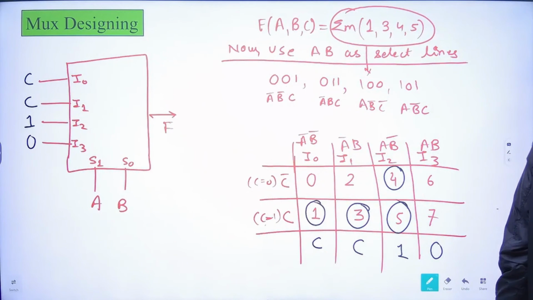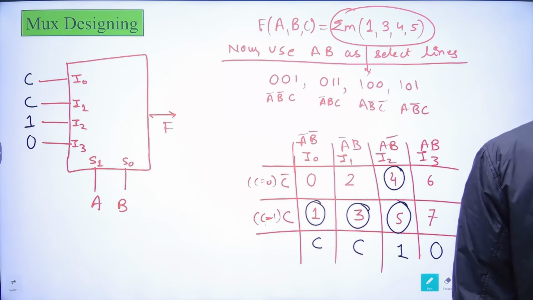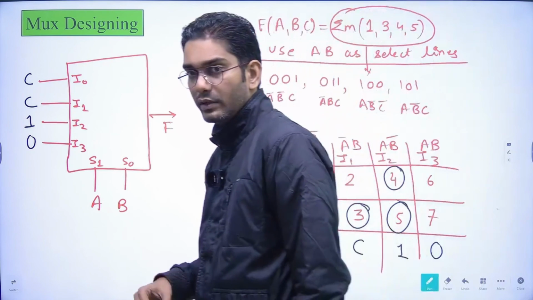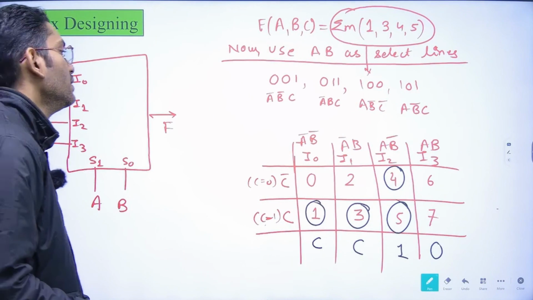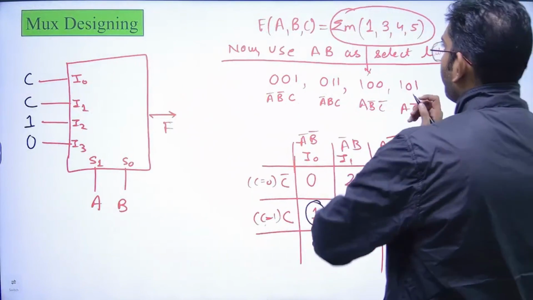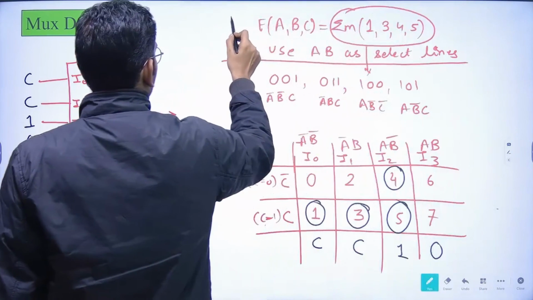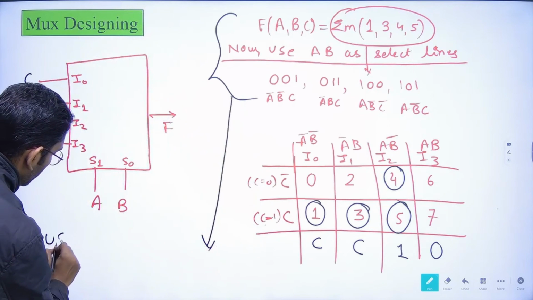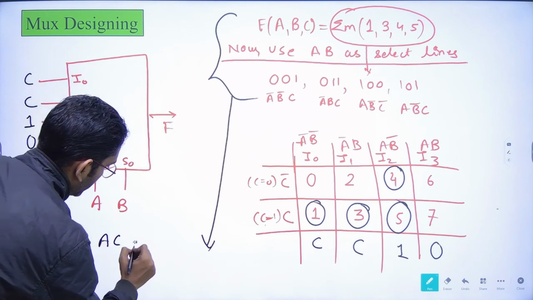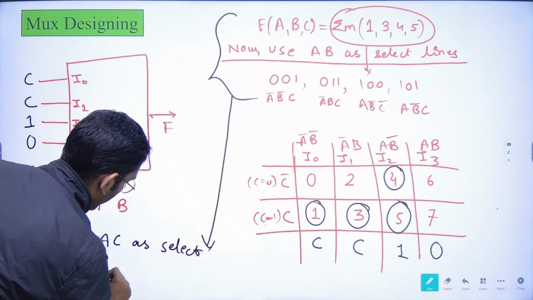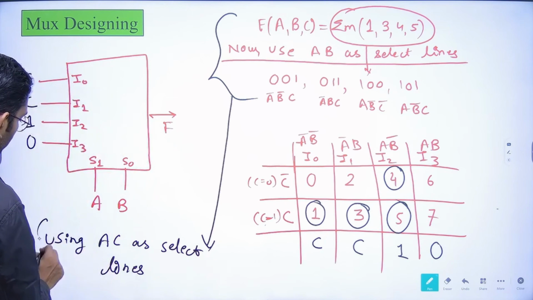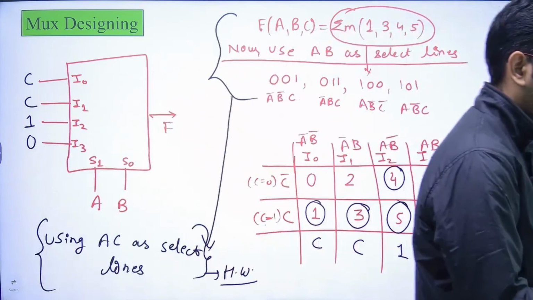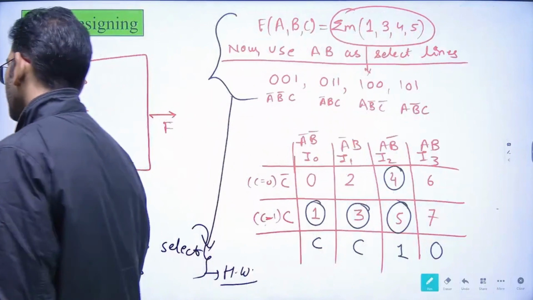Okay, B and C we have done, and A and B we have done. Now if you wish, you can also try the combination where we use the select lines as A and C. Okay, so this is basically the homework part. You can try using AC as select lines. This is for your understanding. You can try it in the homework or you can try it at home.